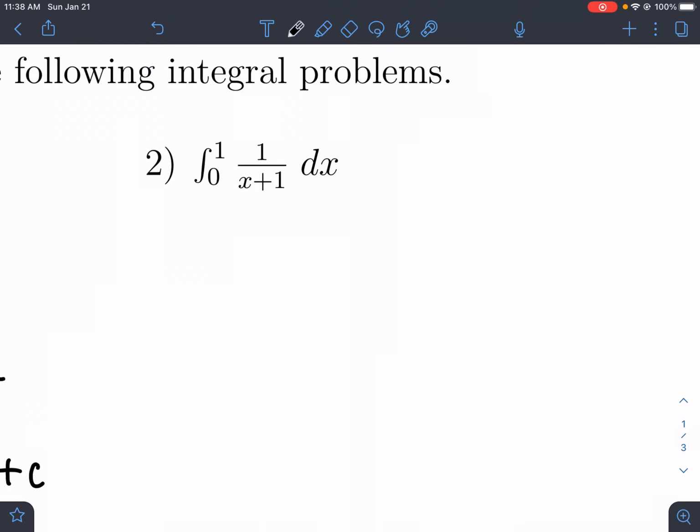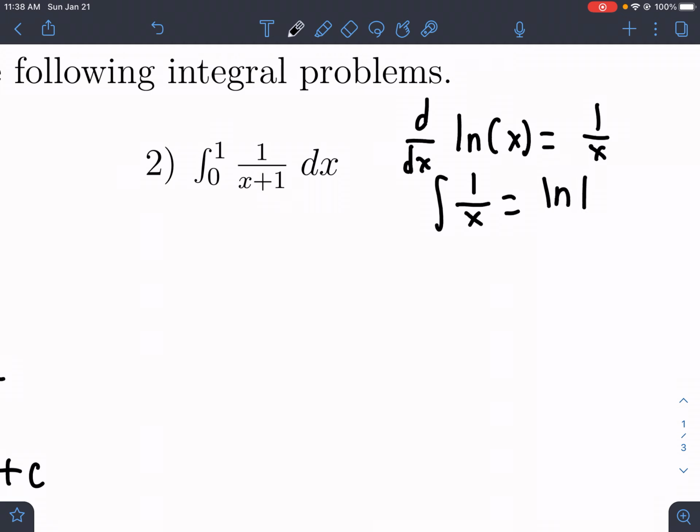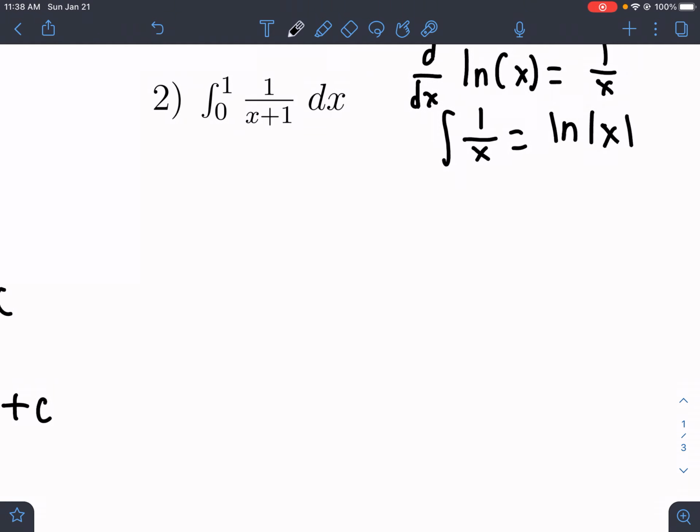Now for the second part, we need to find the integral from 0 to 1 of 1 over x plus 1 dx. Now for this question, we need to remember that the derivative of log base e of x is equivalent to 1 over x. So by reverse, the integral of 1 over x is equal to ln of, technically we have to add an absolute value here, the absolute value of x. So we're going to apply this here.